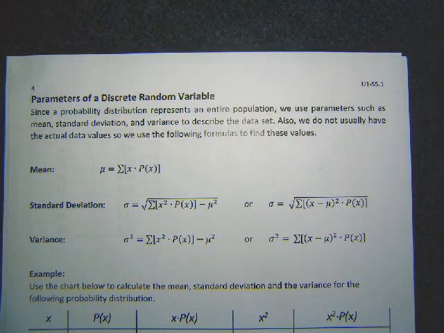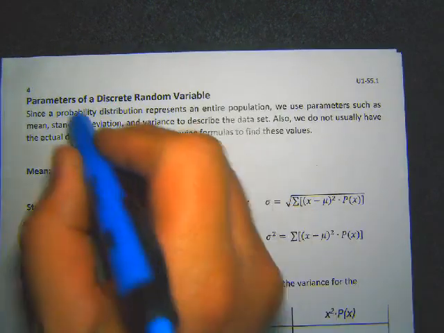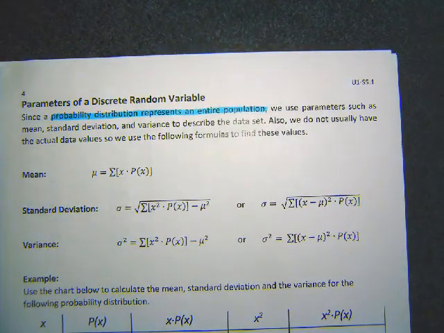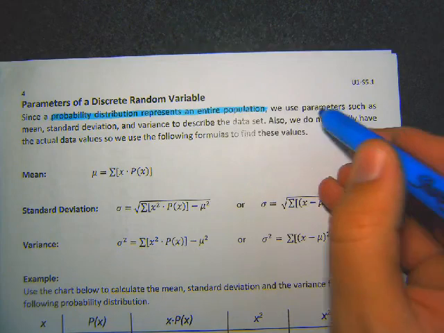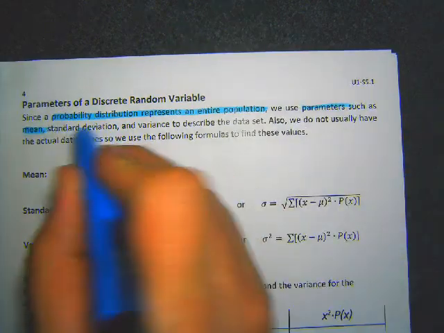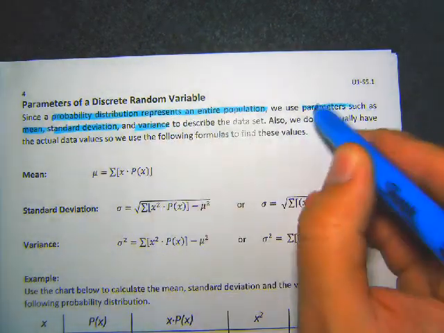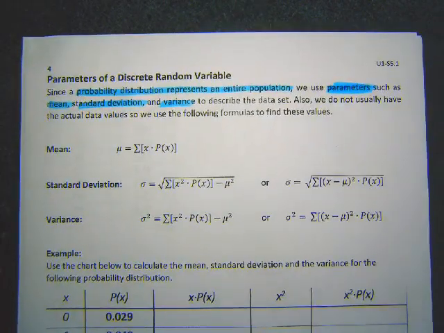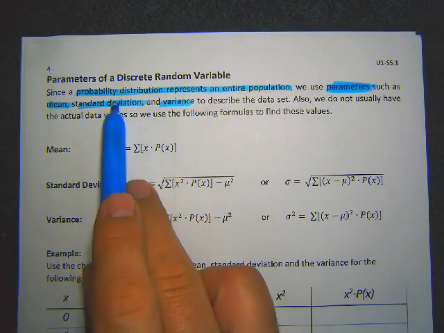And so a lot of times you'll be given this data to represent an entire population. So probability distributions represent an entire population. And so we'll use this to calculate parameters, such as the mean, the standard deviation, and the variance. Remember, parameters are just a way of measuring values or information about an entire population. So you can look at the average, the mean, and look at the spread of the population.